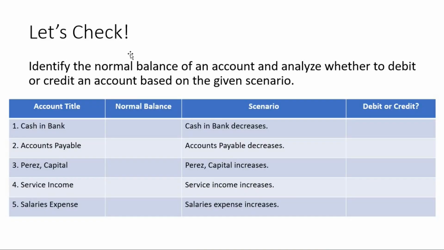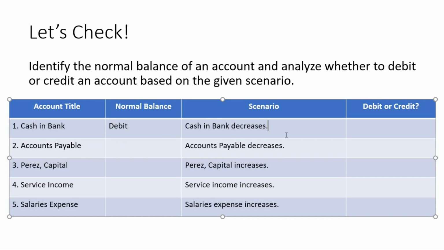Okay, so let us check. Identify the normal balance of an account and analyze whether to debit or credit an account based on the given scenario. So, you have here account title, cash and bank. Ano yung classification ng cash and bank? That's asset. So, kung asset yan, ang normal balance niya ay debit.